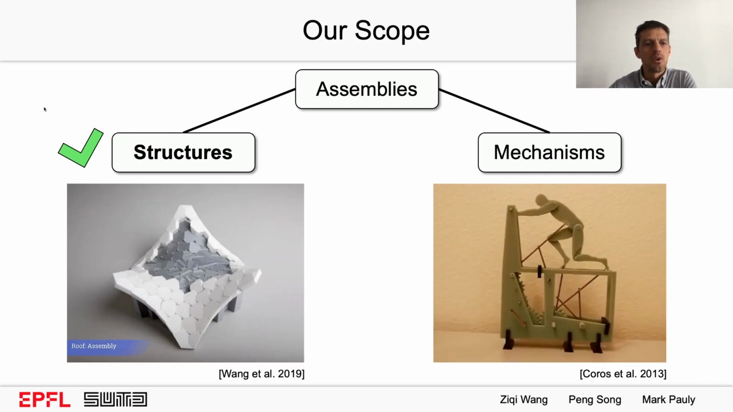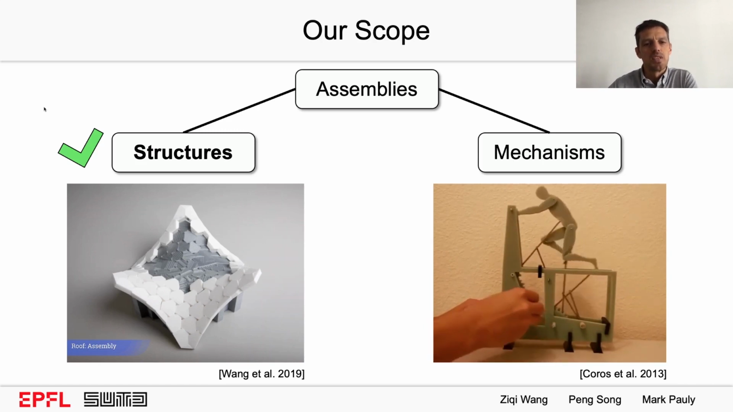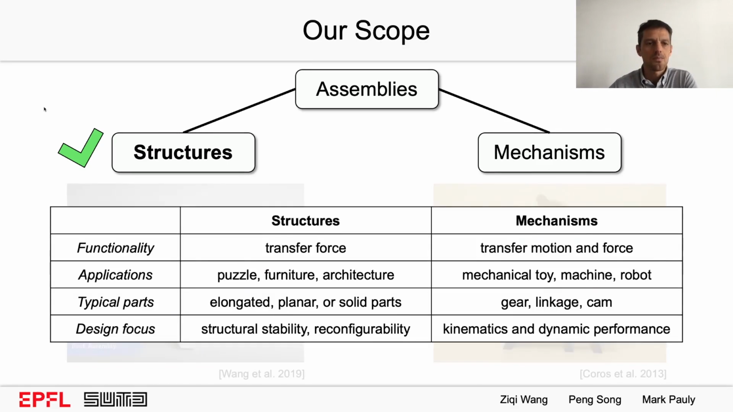And finally, we will focus on structures as opposed to mechanisms. So as you see here in this video on the right, a core aspect of the functionality of this assembly is the kinematics, the motion that is generated by the assembly. Our focus will be on assemblies that can be considered as static structures. More specifically, if you want to distinguish between the two, in our focus on structures, we're looking at the interaction of the pieces in terms of force transfer, but not motion transfer. Typical applications, as I mentioned earlier, are furniture pieces, architecture, puzzles, and so on. This distinction also has implications on the typical shape and function of parts, and changes the focus of design as well.